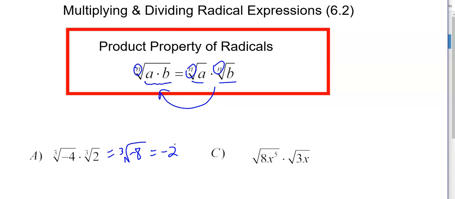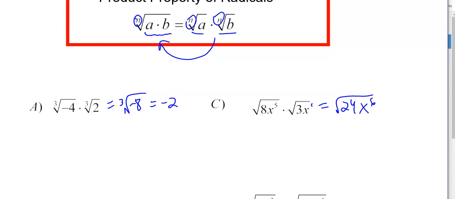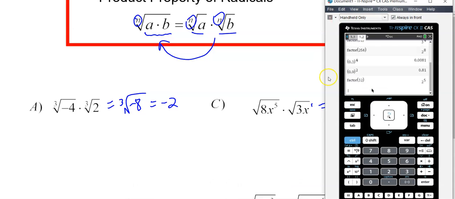Again, here, I'm just going to go ahead and put these together because I think it might make the problem easier. So 8 times 3 is 24. X to the 5th times x to the 1st is x to the 6th. And this might be a little easier to solve this way. Let's see, it's still got a prime factorization there. So again, you could always use your calculator to do some prime factorization for you. So factor 24 into 2 to the third times 3.